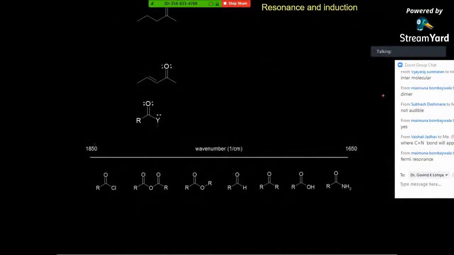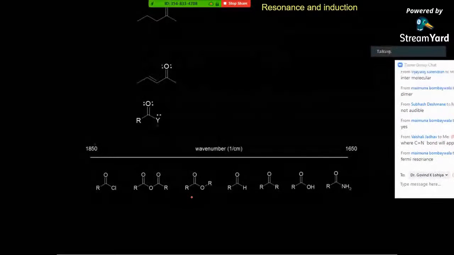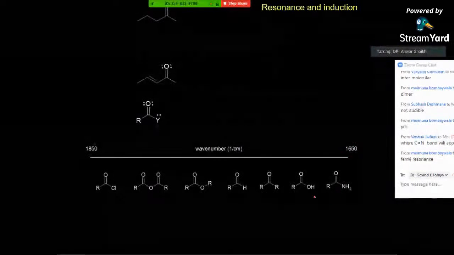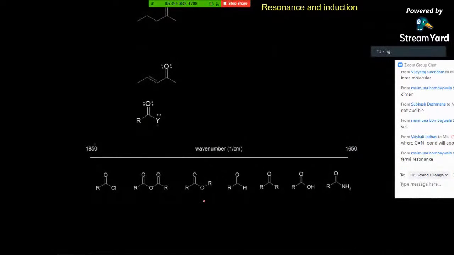Now if you go to the major class of compounds which have the carbonyl functional group, it is very interesting to know about this carbonyl functional group. The carbonyl carbon is present in amides, carboxylic acids, ketones, aldehydes. You can consider the esters, anhydrides, and acid chlorides. Okay, so here the band for carbonyl compounds, present in any group, is from 1650 to 1850.